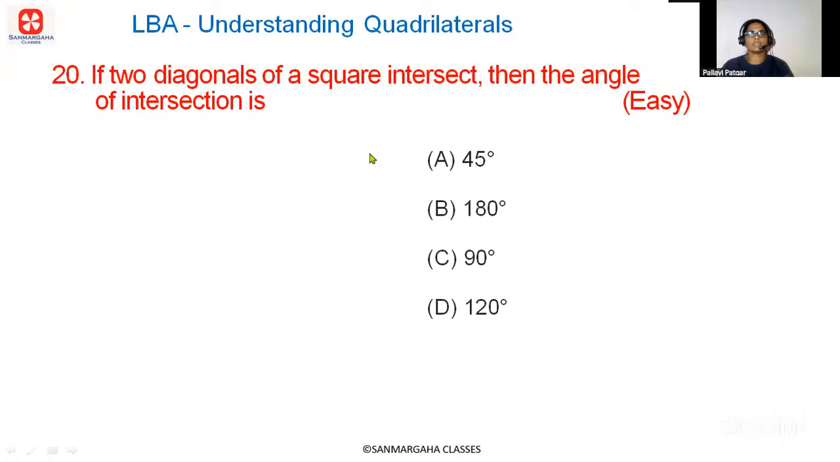Understanding Quadrilaterals. In this chapter, look at the question number 20.